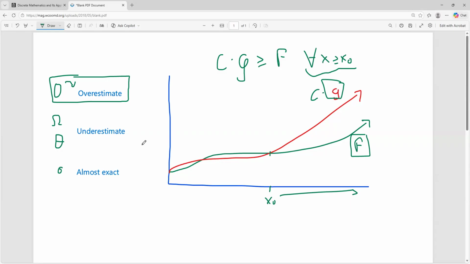Is everyone okay with that notion? Any questions about it? Because that's the big idea behind big O notation. We want to bound f by some function g. Well, some constant c times g, which could be one, but we want to bound f by g.